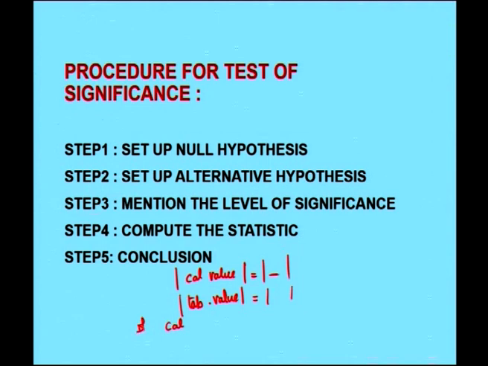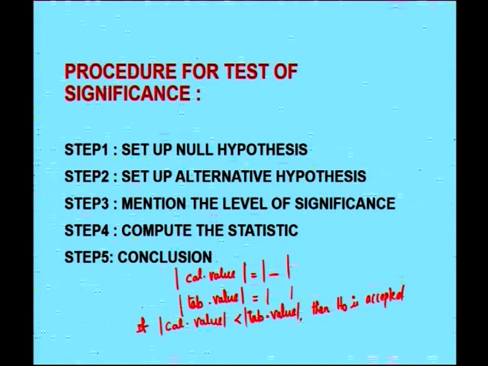If the calculated value is less than your tabulated value, then H naught is accepted. H naught is accepted means, in step 1 you have set up H naught. That H naught statement should be written as the ultimate conclusion or the inference about the case. So, that is the conclusion.